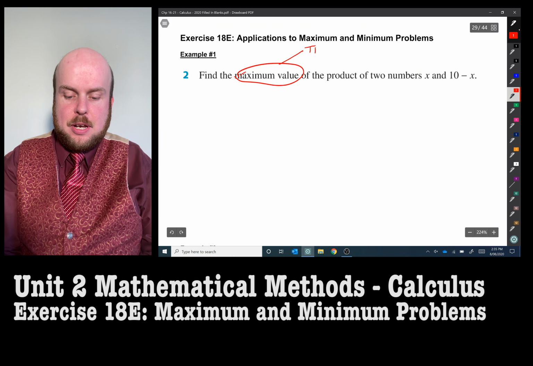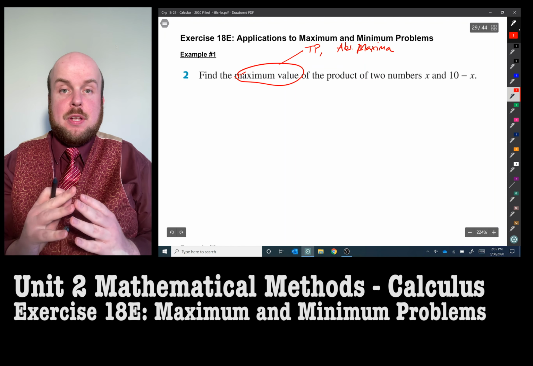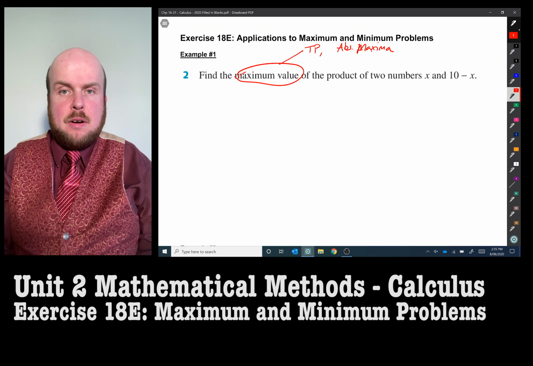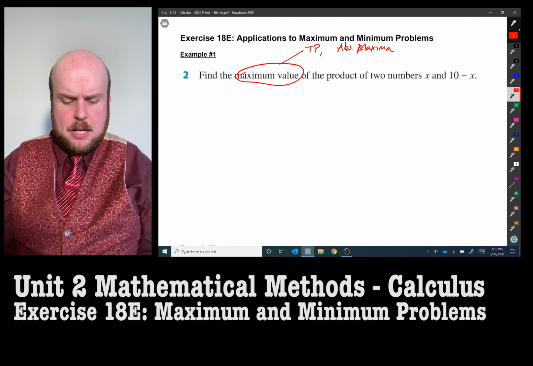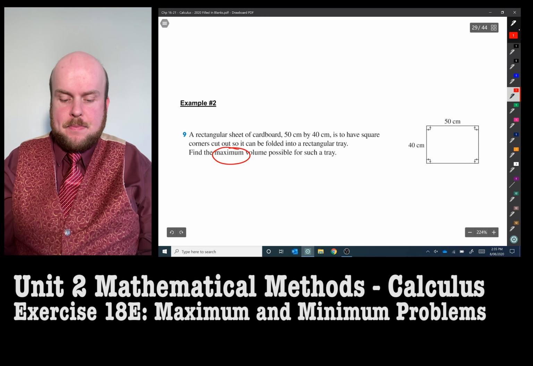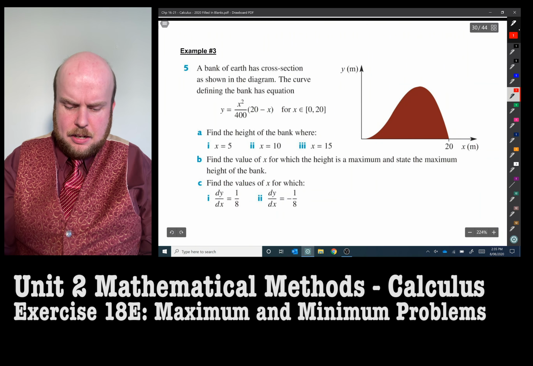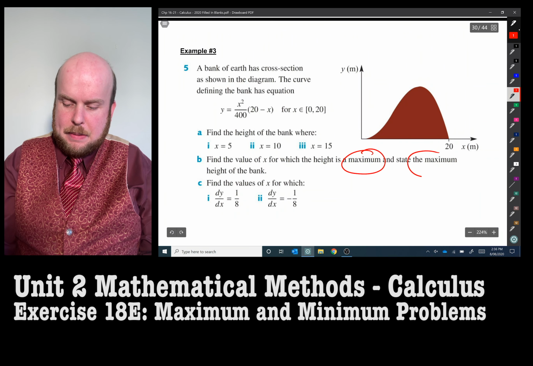Whenever a question says things like, find the maximum value, you know that's going to be either the turning point or possibly the absolute maximum. In other words, it could be at either end of a cubic function of some kind. Otherwise, alternatively, you'll usually see words like maximum as another one here.